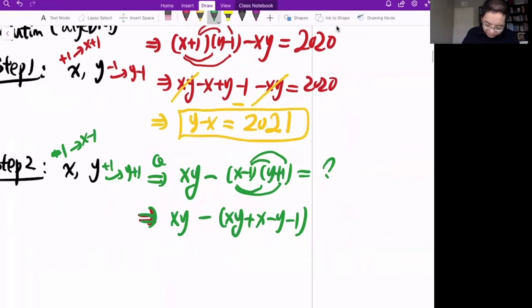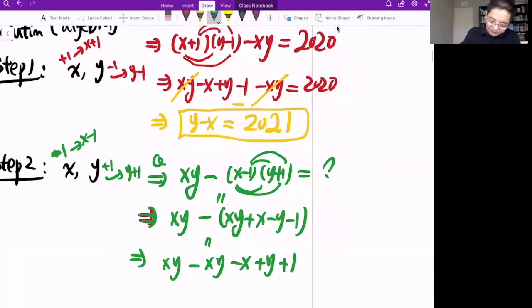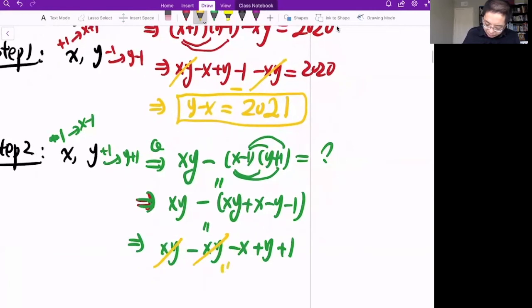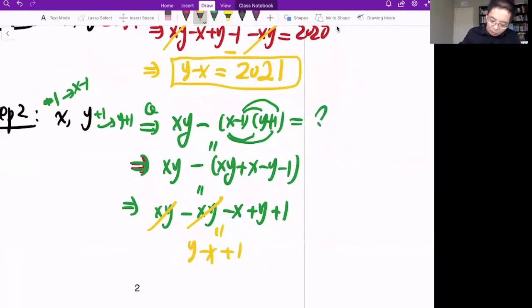Okay, so we need to change the sign. So from here, this equals xy minus xy minus x plus y, and this plus 1, right? Okay, so again, here the xy terms cancel with each other. So what we get is y minus x plus 1. But we already know what y minus x is right here.